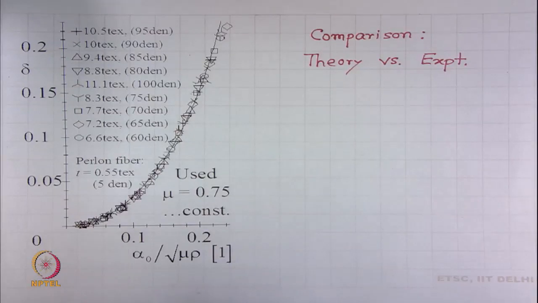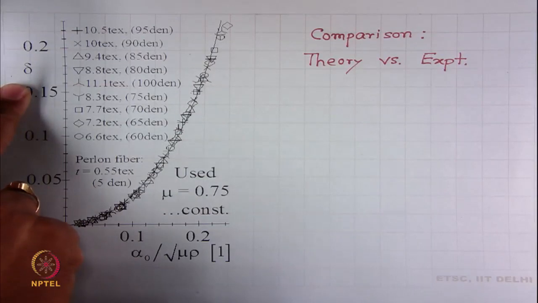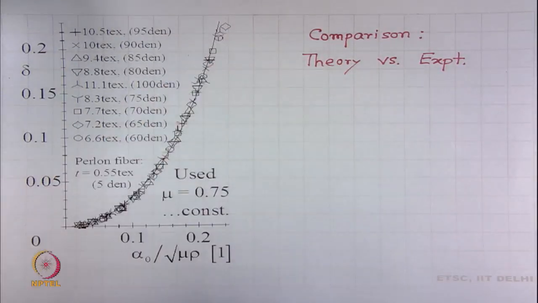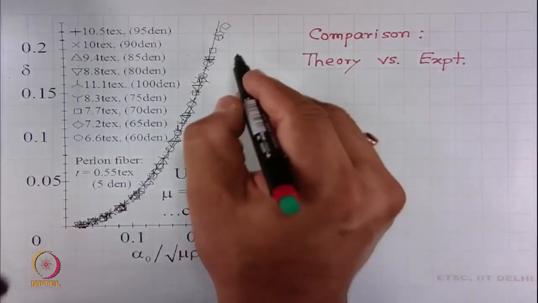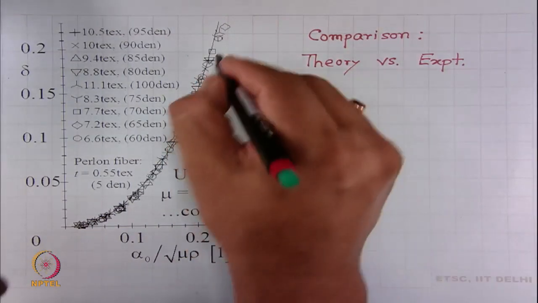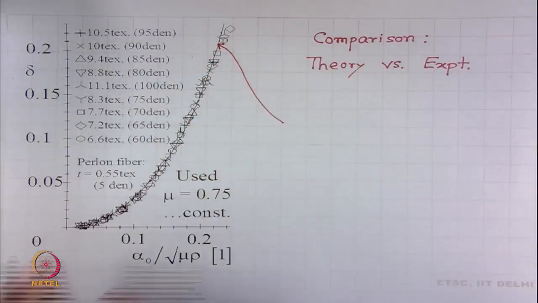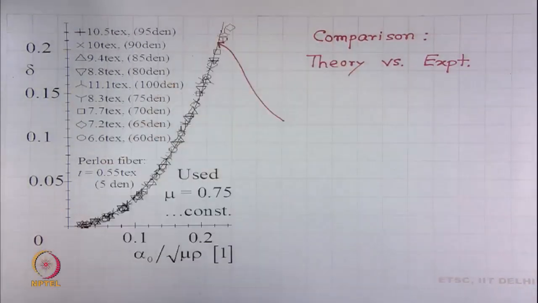Theory versus experiment. A lot of yarns were studied, and along the x axis alpha naught divided by square root of mu into rho is plotted, along the y axis retraction is plotted. And all these points are basically the experimental results for different yarns. And this line, you see, there is a continuous thin line going on, that is basically coming from theory.